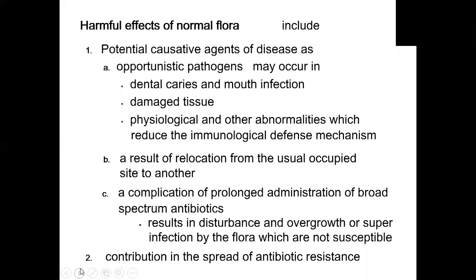So we have mentioned those three examples of potential causative agents of disease as opportunistic pathogens, but they can also be causative agents of disease as a result of relocation from the usual occupied site to another site. And thirdly, they can cause disease as a complication of prolonged administration of broad spectrum antibiotics. And that is one example that again you'll encounter as the course goes on.